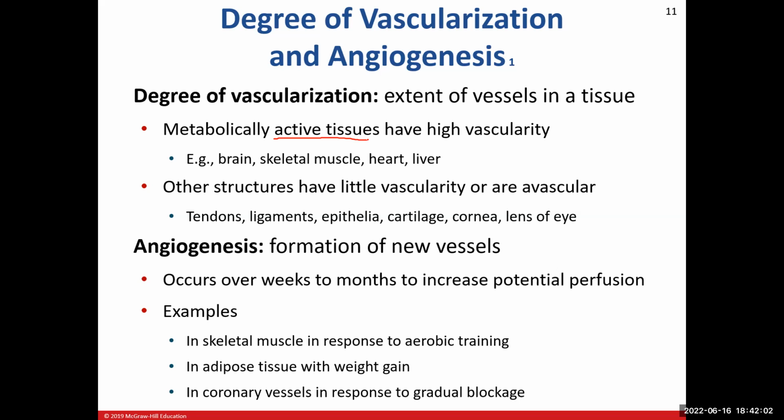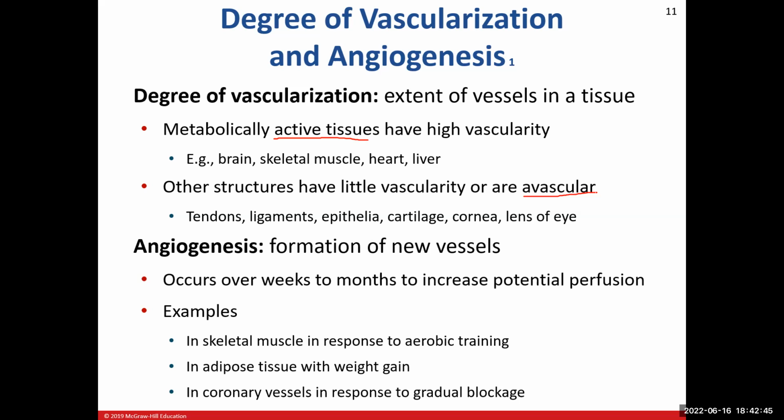Other tissues will have very little vascularity, or in some cases are avascular. A famous avascular tissue is mature cartilage. Mature cartilage does not have a blood supply. But you can see from this list, tendons and ligaments, which are both dense regular connective tissue, have a very low degree of vascularity. Epithelia, same thing, it is avascular. Cartilage, I mentioned that. The cornea and the lens of your eye also have a decreased amount of vascularity.